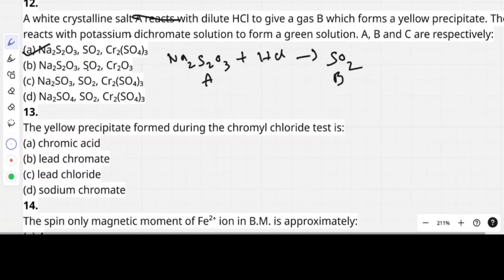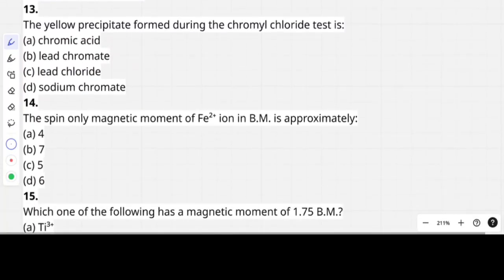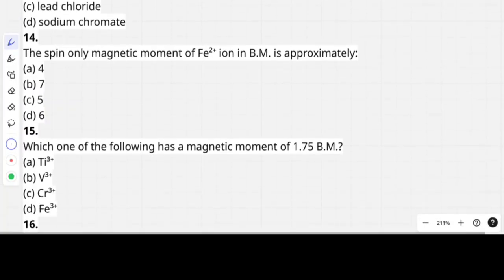Next, I move to question number 3. The yellow precipitate formed during the chromyl chloride test. Already I explained the chromyl chloride test. During the chromyl chloride test, the yellow precipitate formed is lead chromate. Answer is lead chromate. Next, I move to question number 14.